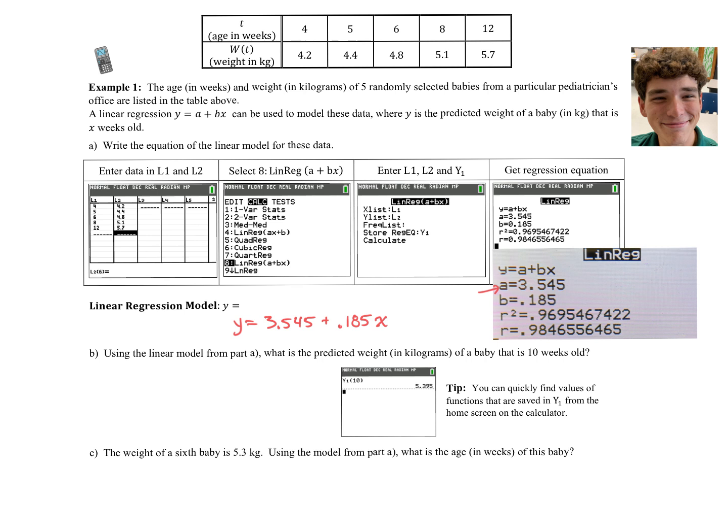Who was my reader? Lucas was my reader. Go. Using the linear model from part A, what is the predicted weight in kilograms of a baby that is 10 weeks old? All right, fantastic.